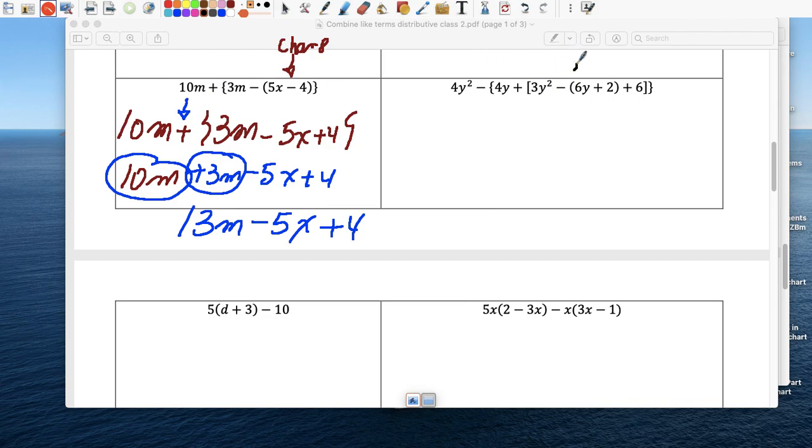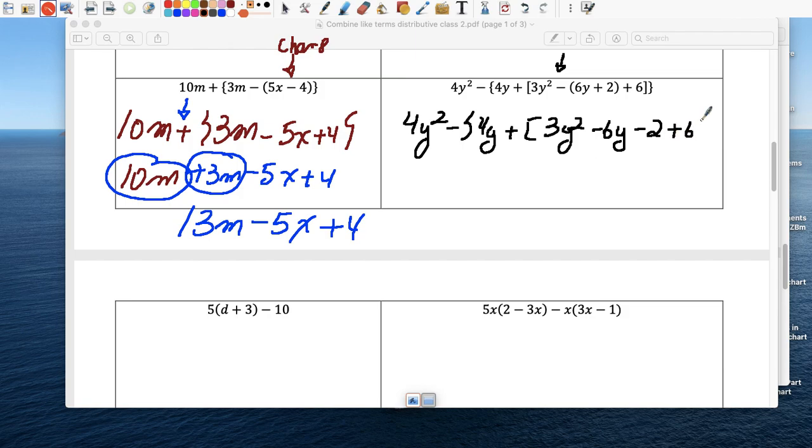Again, same thing. Let's remove these parentheses, right? They have to be gone first, because there's nothing to do with 6y and 2. I can't combine those two. And notice that because of this minus sign in front of the parentheses, the 6y and the 2 will change. So 4y squared minus braces 4y plus brackets 3y squared minus 6y and minus 2, and then the plus 6.